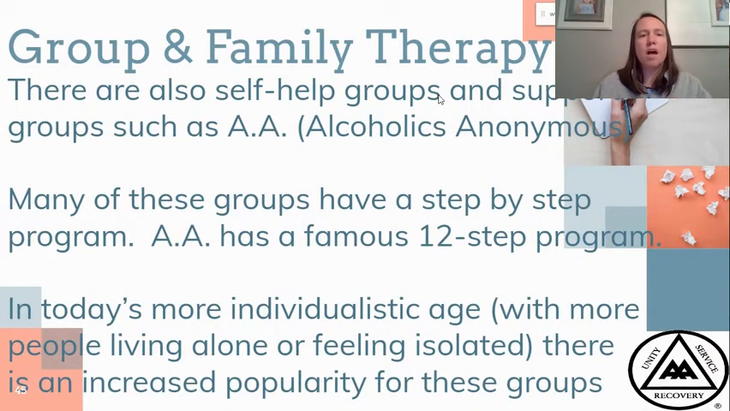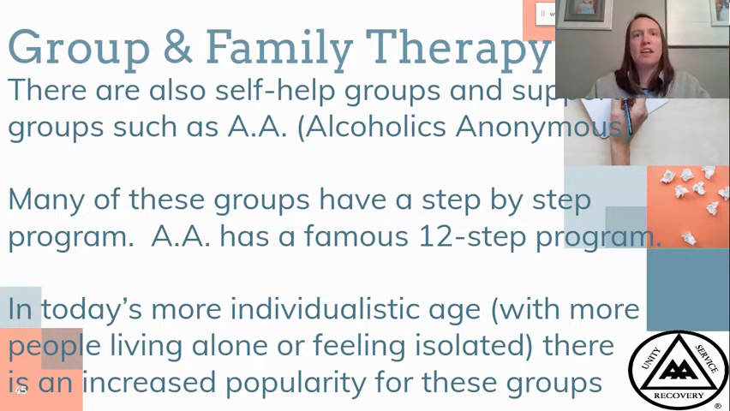There's also other groups, like self-help groups and support groups. The most famous support group, self-help group is AA, Alcoholics Anonymous. You probably heard of AA and their 12-step program. They made a famous 12-step program that a person has to go through, and it starts with acknowledging there's a problem, and the last step is helping other people and basically saving them too. Many other self-help groups and support groups have modeled their program after the AA 12-step program. It has been incredibly successful for people battling alcohol addiction.